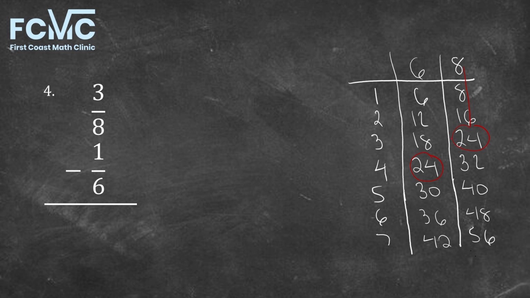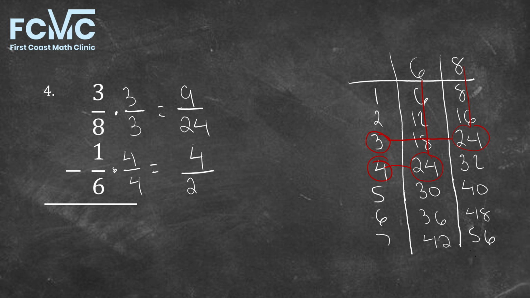So 8 times what is 24? It's times 3. 6 times what is 24? It's going to be times 4. So let's multiply 3 over 8 times 3 over 3. And 1 over 6, let's multiply by 4 over 4. And when we multiply straight across, we're going to get 9 over 24. And for our other fraction, we're going to get 4 over 24.